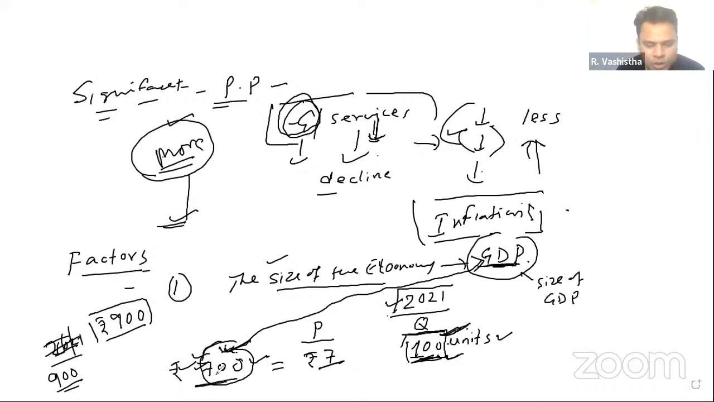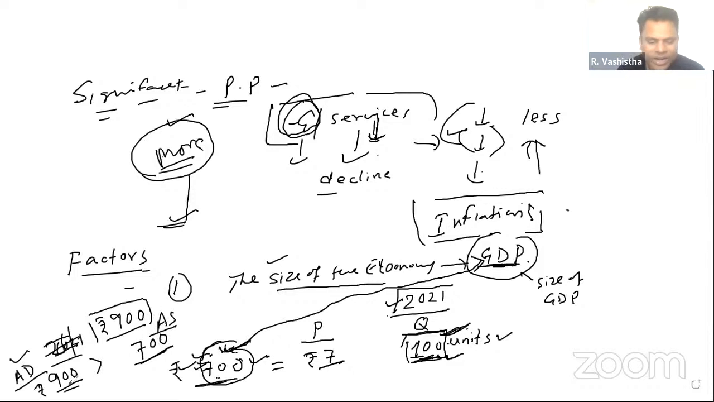This is the purchasing power with them. But how much goods and services are available? The additional goods and services are available worth only 700 rupees. This is how much we have produced, right? So see, the people are capable of making purchases of goods and services to the extent of 900 rupees, but the available goods and services is only of 700 rupees.